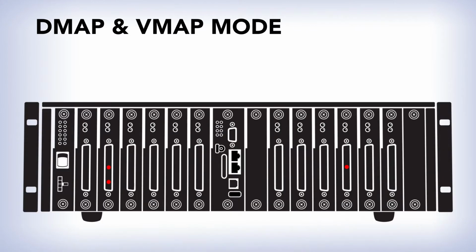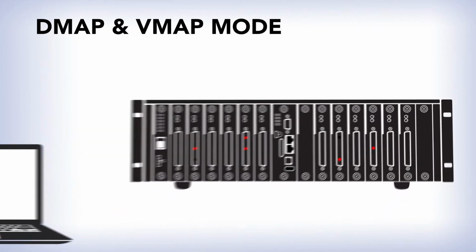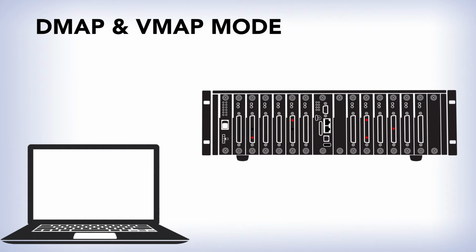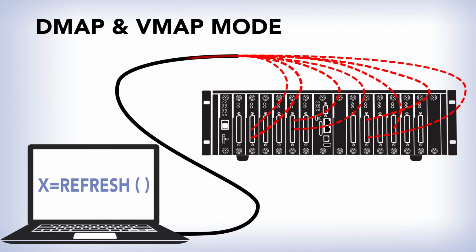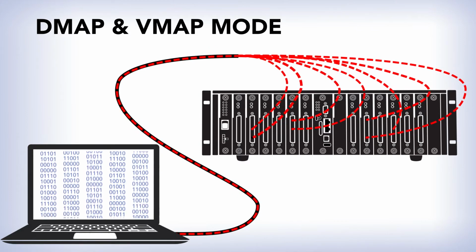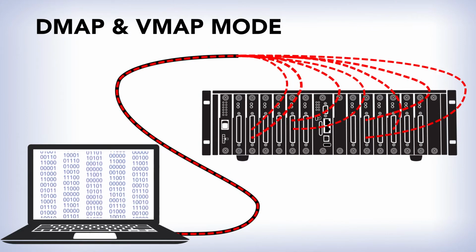You can configure one DMAP or VMAP to collect data from an arbitrary number of I/O boards and from a variable number of channels on each I/O board. The DMAP VMAP API programs the FPGA, starts it running, and you simply call refresh once to get all the data from all the channels on all the I/O boards that you selected.